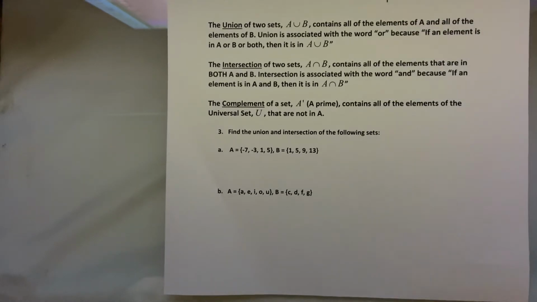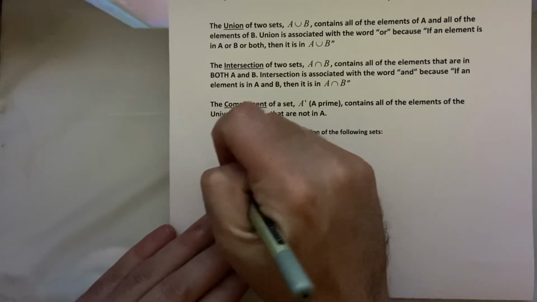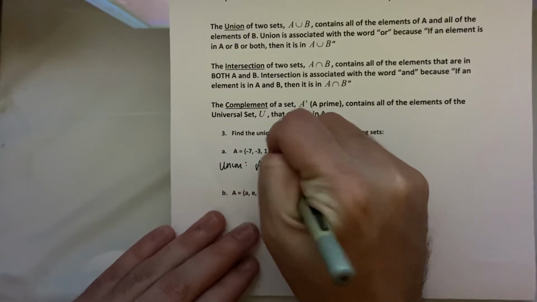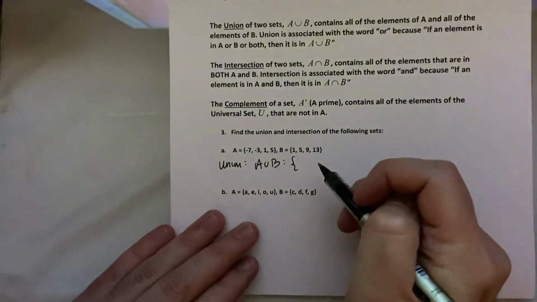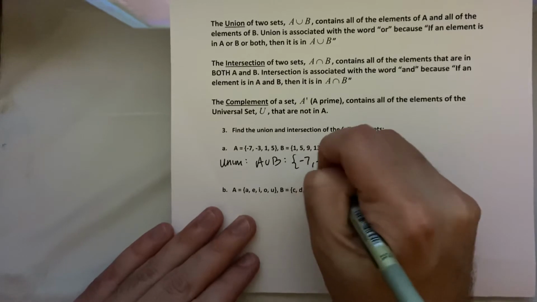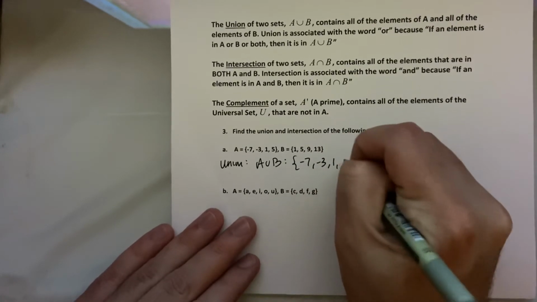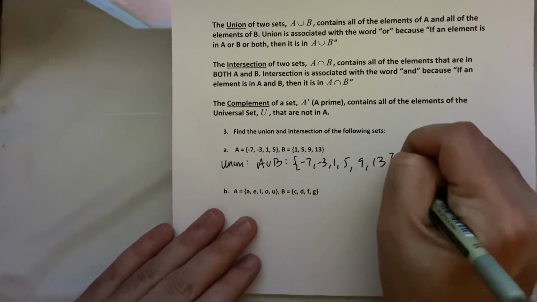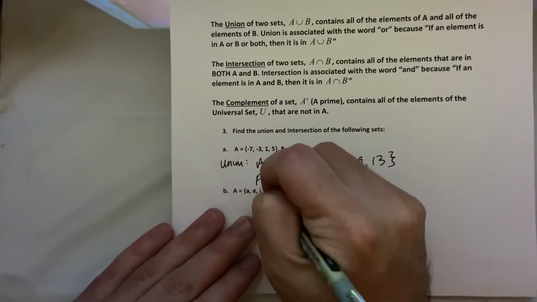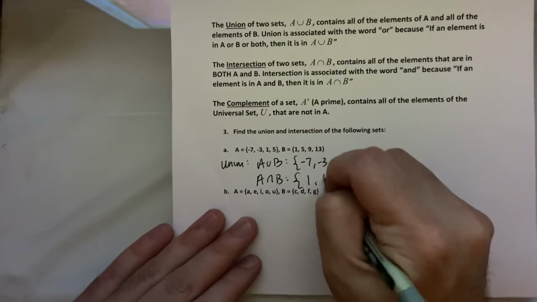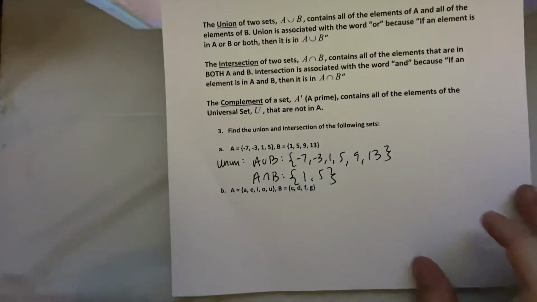A is -7, -3, 1, and 5. B is 1, 5, 9, and 13. So for the union, which is A union B, you just take everything that you see and put it down in the set. You don't need to put repeats. So everything gets joined here: -7, -3, 1, and 5. I don't need the next 1 and 5, and then 9 and 13. For the intersection, I'm looking at what the two sets share. They share a 1 and a 5 because they both have them.